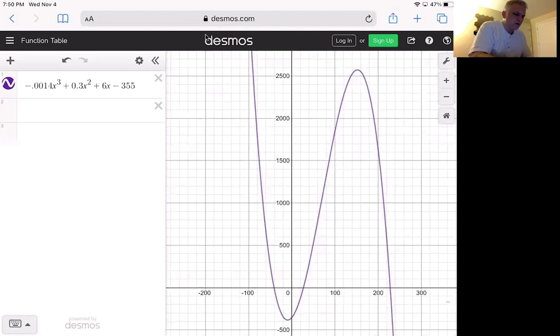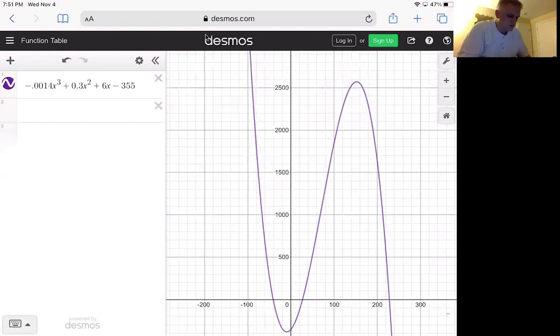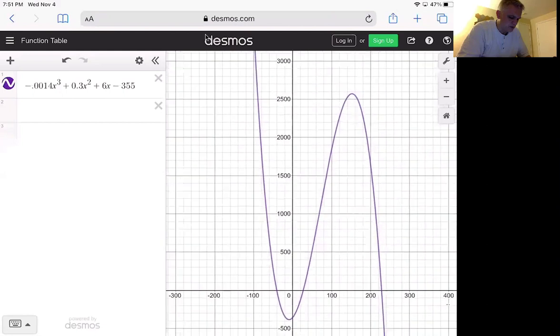So my window, I'm going to go probably from negative 100 to positive 300 for my X min, X max, so that I can see all 3 of the zeros. And if I want to see the behavior of the maxes and the mins, I will go down to negative 500 and up to, well, I got to go well over 2,500. So let's go up to 3,000. So if we go up to 3,000, it's just about like that. All right. So now let's answer our 2 questions.